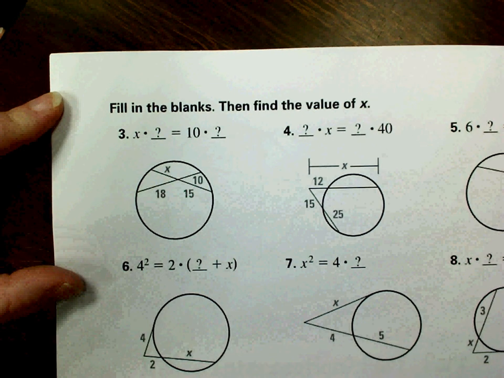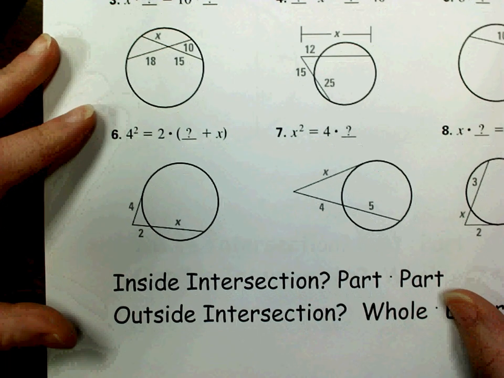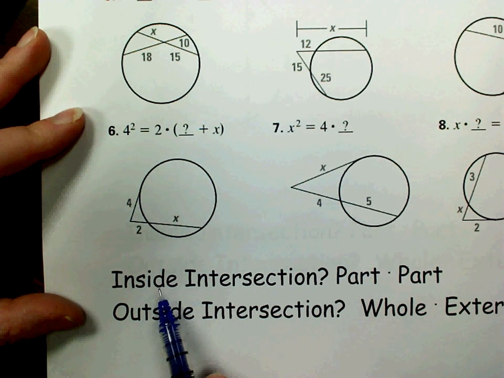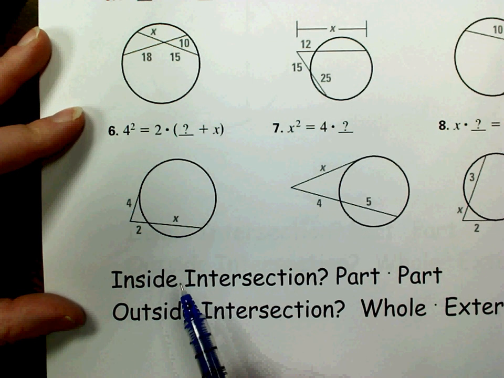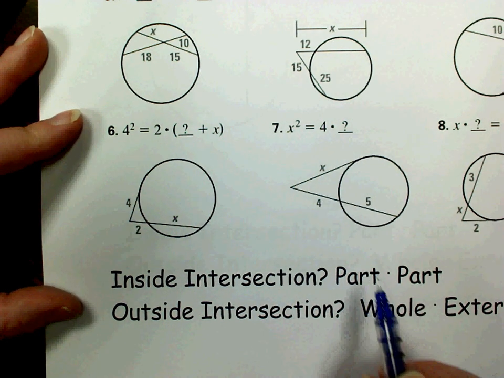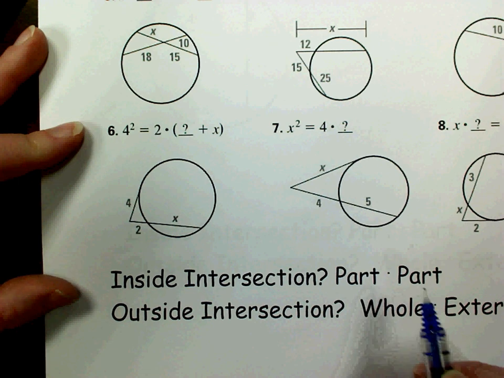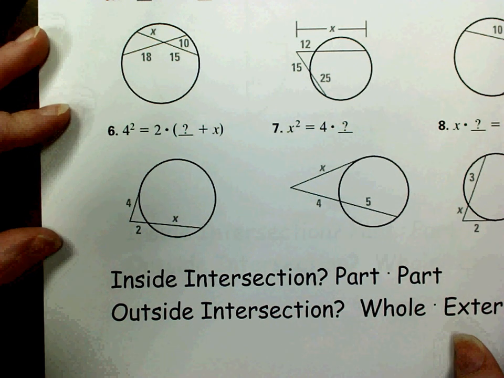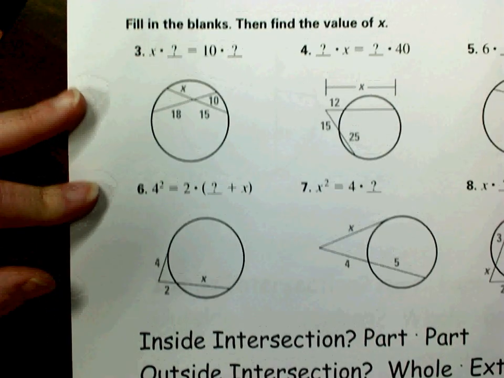In this video, we're going to concentrate on the intersection of segments that occurs inside the circle. So anytime your intersection is inside the circle, your relationship is part times part of one segment equals part times part of the other segment. So there are 8 problems that have an inside intersection.